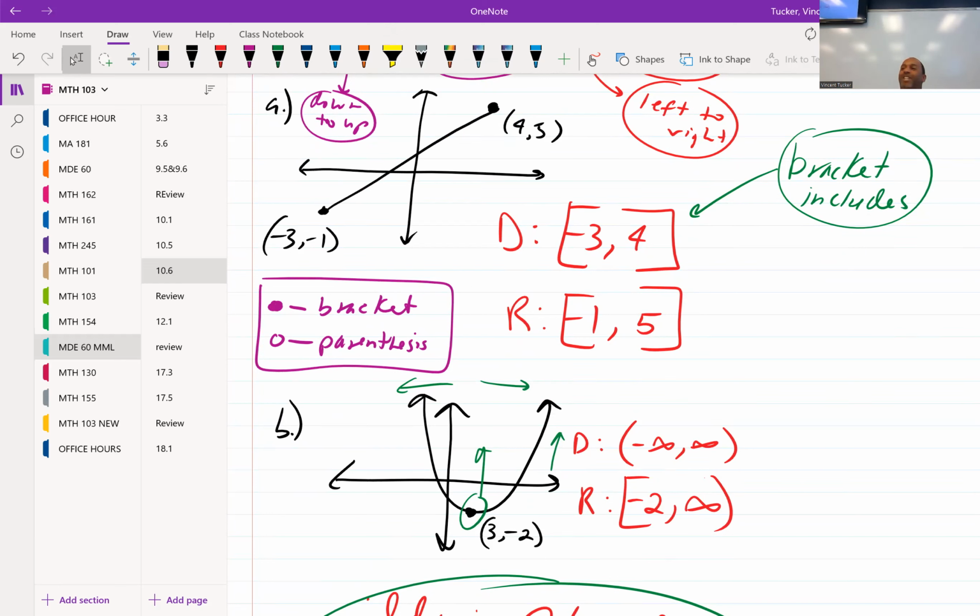All right, so there's no limit to how wide it can get. So notice that's why my domain says -infinity to infinity, because it will always continue to get wider and wider. As it goes up, it continues to get wider, wider, and wider.